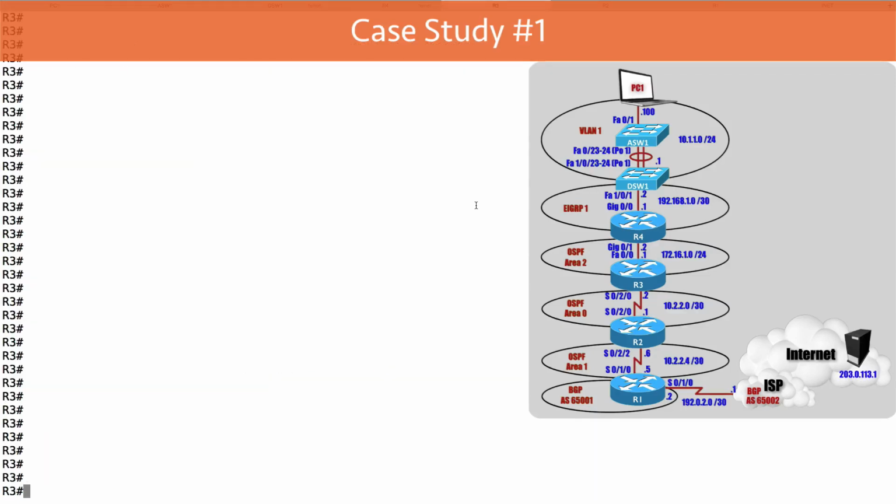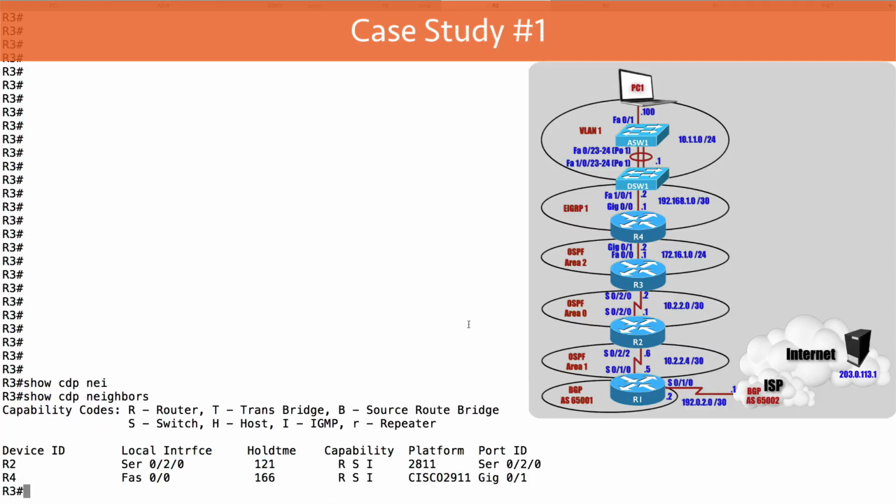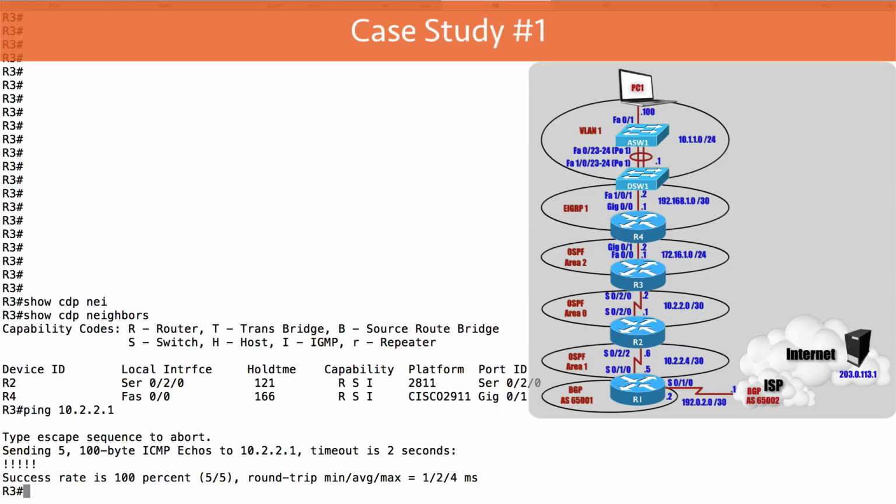First, let's see if we have a connection to R2. I can do a show CDP neighbors command, and we see that we are communicating with R2 at layer 2. CDP is a layer 2 protocol. This tells me the interface is up. I am physically connected to R2. Let's see if I have layer 3 connectivity with R2. Can I ping 10.2.2.1? That's the IP address on the other end of this serial link going to R2. Yes, I can. I've got layer 1, layer 2, and layer 3 connectivity with R2.